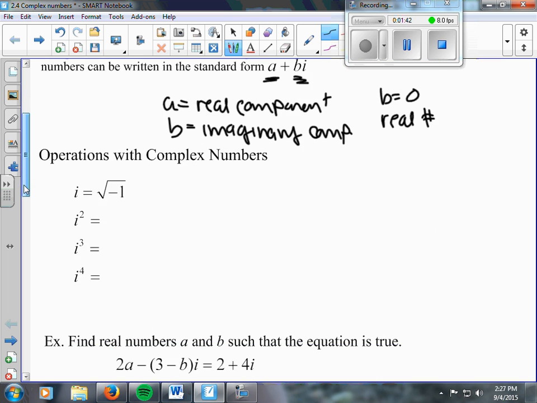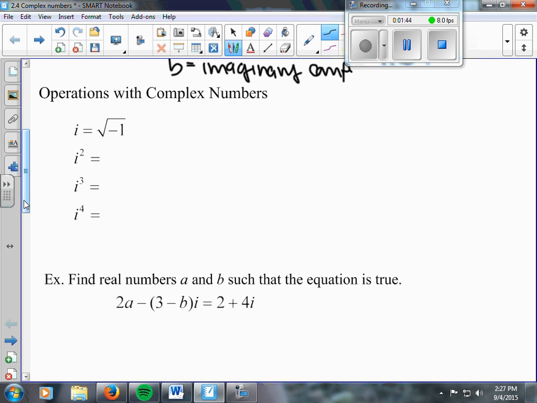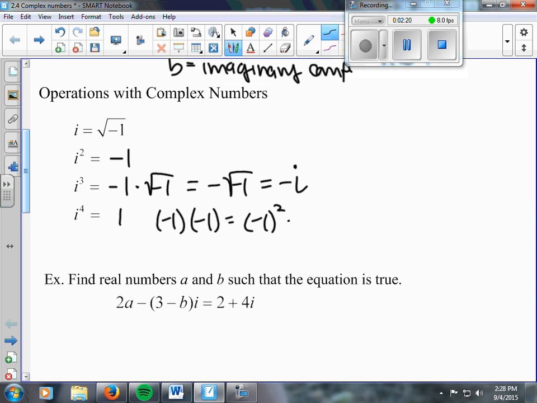Okay, so the first thing we're going to talk about is that i is the square root of negative 1, and so when you square i, you get negative 1. That was the whole point of coming up with i. It's the number that when squared is negative 1. So if I take i squared and multiply that by i, then I get i cubed, which is negative 1 times the square root of negative 1, or negative i. Then i to the fourth would be 1, because this is negative 1 times negative 1, or negative 1 squared, which is 1.